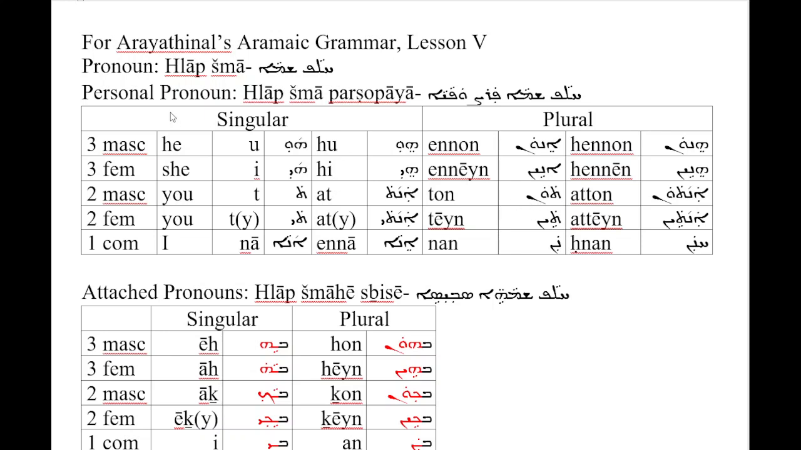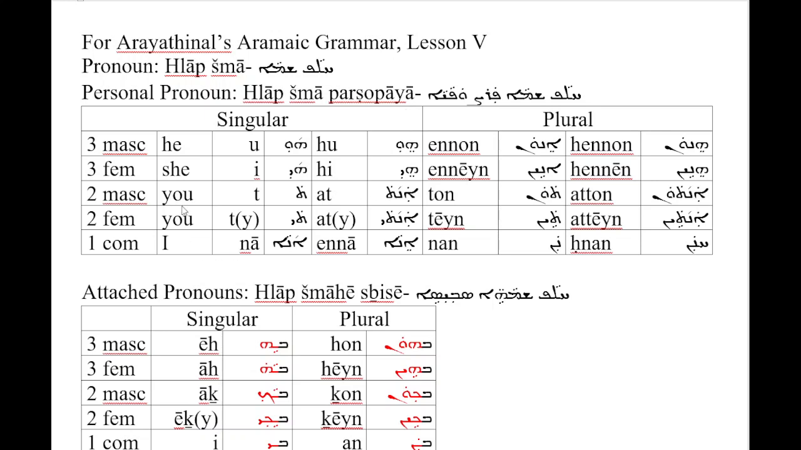So the word pronoun is chlap shma. Shma means name, and chlap means in the place of. So it's in the place of the name, pronoun, right? Good translation. And chlap shma parsopaya would be a personal pronoun, a person being parsopa.